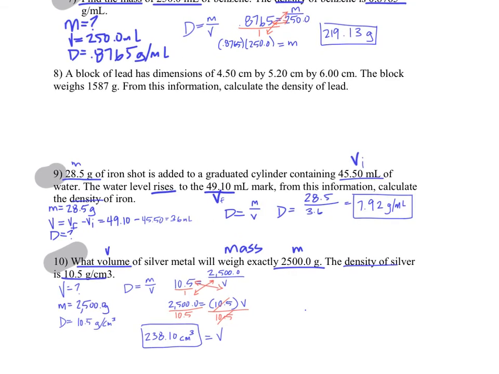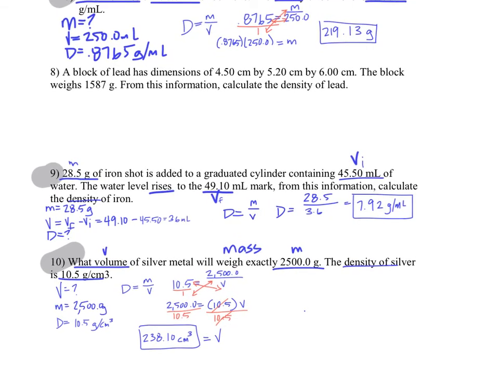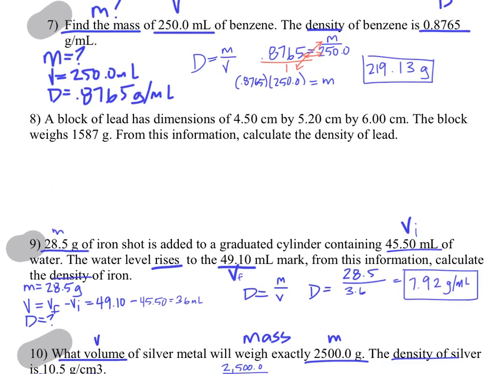So I want to look at one more. I apologize. One more. I realized that there's one more example that I would like to do, and that is measuring the volume of a regular shaped solid, so a rectangular prism or a cylinder or a sphere, things that we know the equation for the volume of that object. So we're looking at number 8. Let's look at number 8.